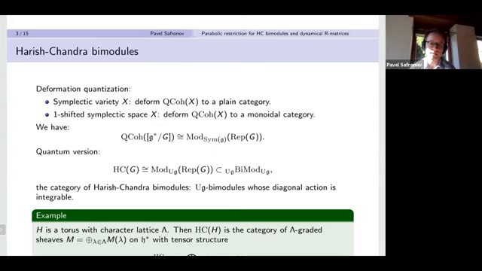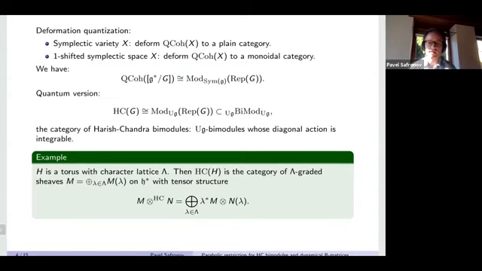Another way to think about this is, so there's the word bimodule in the name. You can think about these as U g bimodules, where if you look at the diagonal action, it integrates to the group. Okay, so this is the category of Harish-Chandra bimodules. Because these are bimodules, there's a natural monoidal structure, just relative tensor of bimodules.